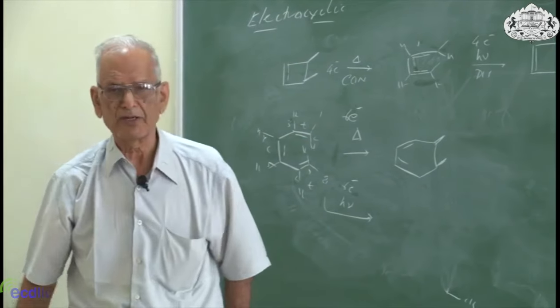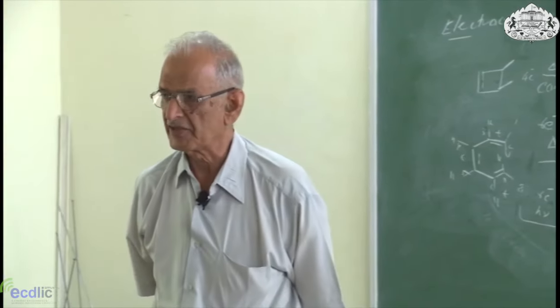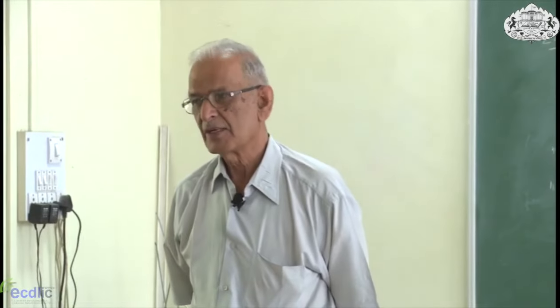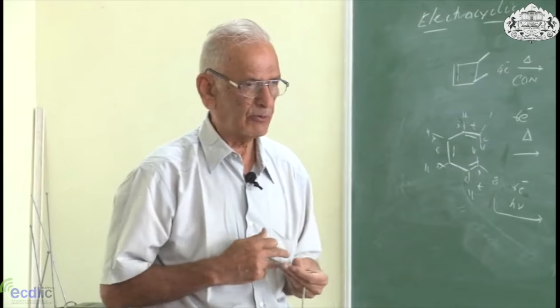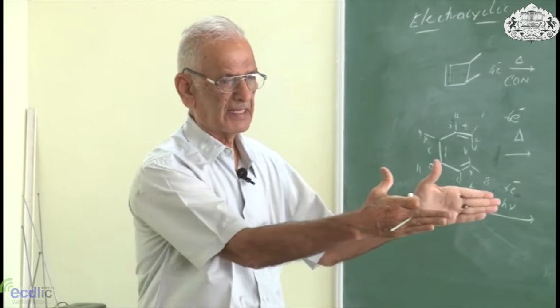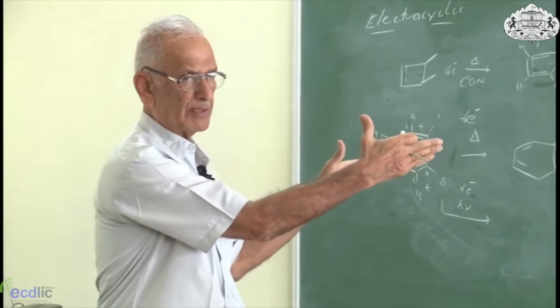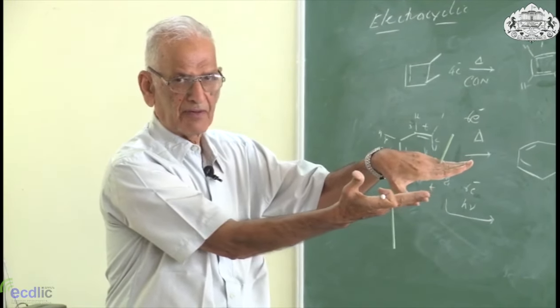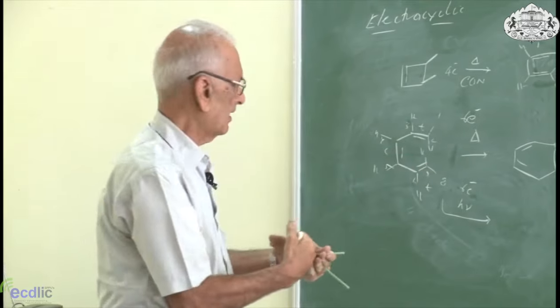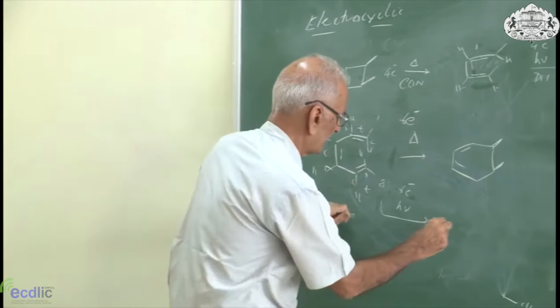Six electron photochemical reaction. It must be conrotatory. Very good. So your two methyl groups are outside. Conrotatory means thumbs must move in the same direction. So one methyl group will be above, one methyl group will be below.